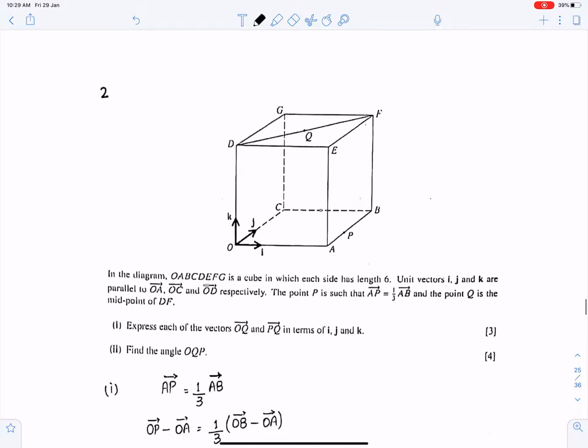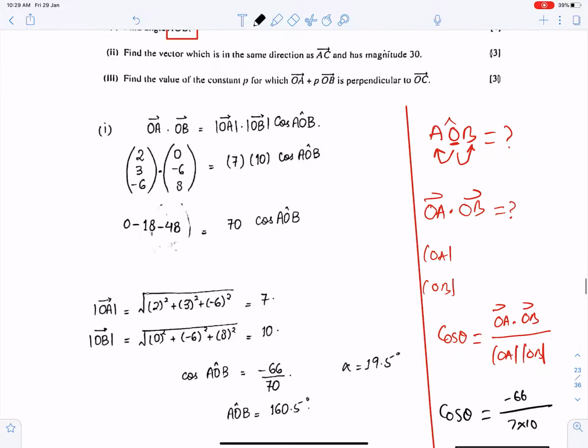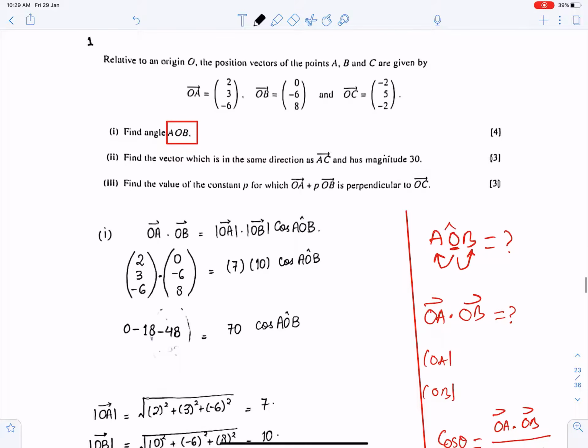I hope you all have understood the concept of dot product and the method to evaluate dot product. Now, let me discuss the leftover parts of this question. 1. Find the vector which is in the same direction as AC and has magnitude 30. This is the best question of ratio method. I told you when two vectors are in same direction, then use ratio method.